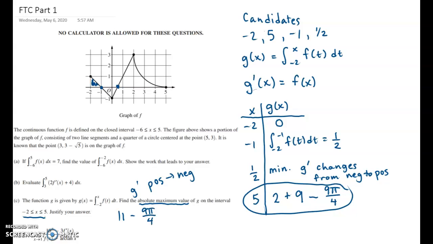If you're not totally convinced that this is true, think of pi as about 3. 9 times 3 is 27. Divide that by 4. You're going to have some number that's considerably smaller than 11, and so you'll have a number that's bigger than 1/2 when you do that. The other way you can see that it's true is you can see more area. It's hard to say to the College Board, I see more area, so make sure that you are justifying. The candidates test is a great justification.